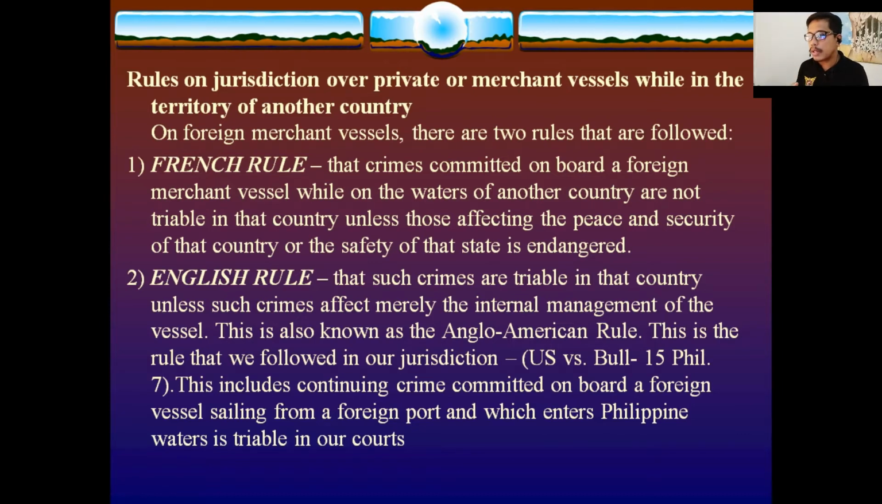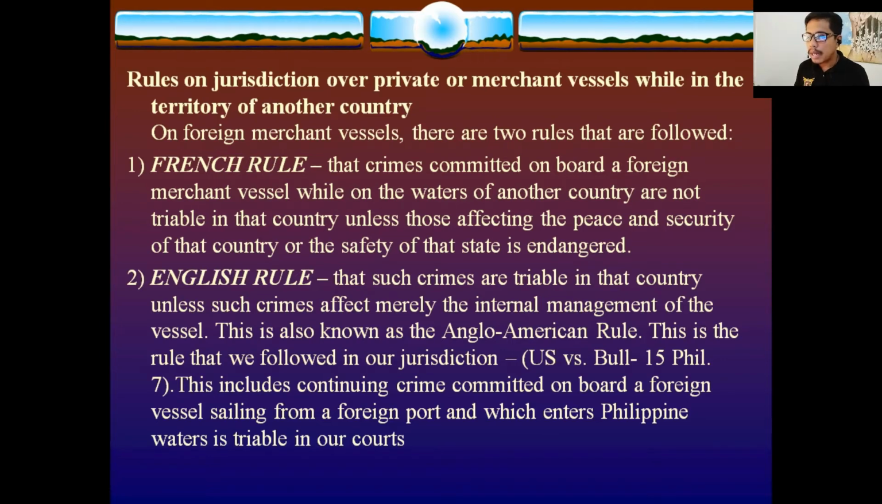So we have two rules. One is the French rule, the other one is the English rule. Now in the French rule, crimes committed on board a foreign merchant vessel while on the waters of another country are not triable in that country unless those affecting the peace and security of that country or the safety of the state is endangered. The English rule says that such crimes are triable in that country unless such crimes affect merely the internal management of the vessel.